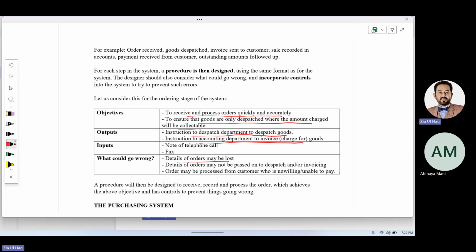Details of the order may be lost if you don't have a sales order document prepared. Details of orders may not be passed on to dispatch or invoicing if you haven't prepared the sales order document. An order may be processed from a customer who is unwilling or unable to pay. That's why you should have proof of customer signature on the dispatch note.